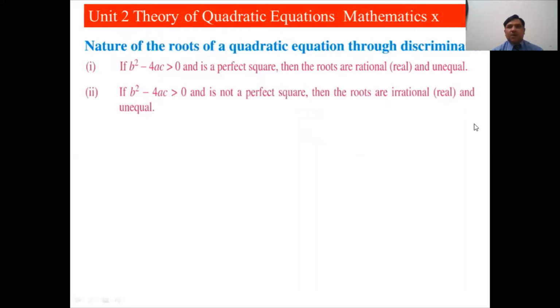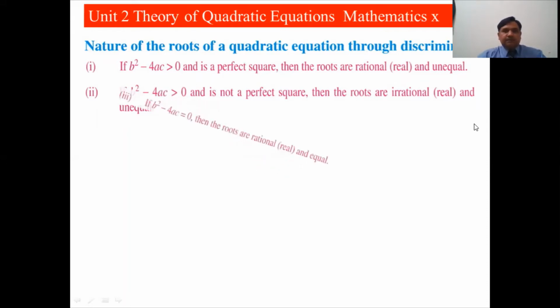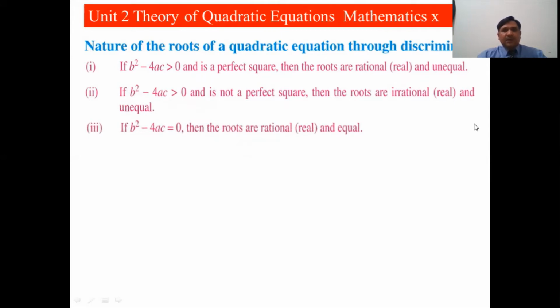If the discriminant b square minus 4ac is equal to 0, then the roots will be rational and equal. If the discriminant b square minus 4ac is less than 0, then the roots will be imaginary and complex conjugate. So without solving the quadratic equation, we can discuss the nature of the roots of that quadratic equation through the discriminant.